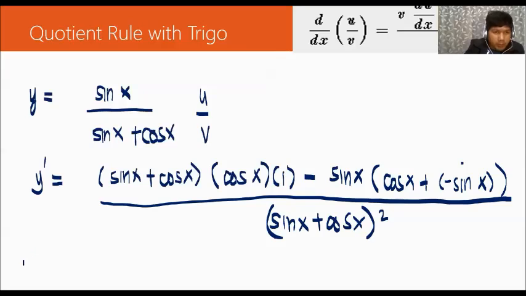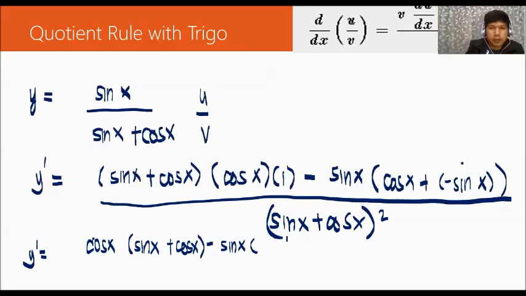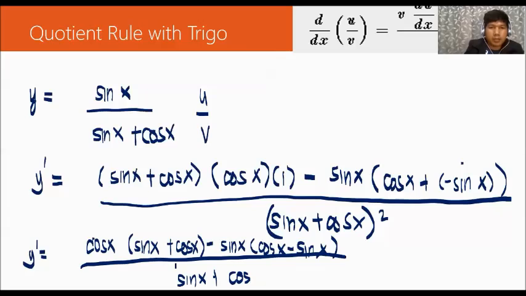So to simplify this one, y prime is equal to, maybe just write all the terms. Cosine x times sine x plus cosine x, minus sine x times cosine x minus sine of x, all over sine of x plus cosine of x squared. So we just need to follow the quotient rule.